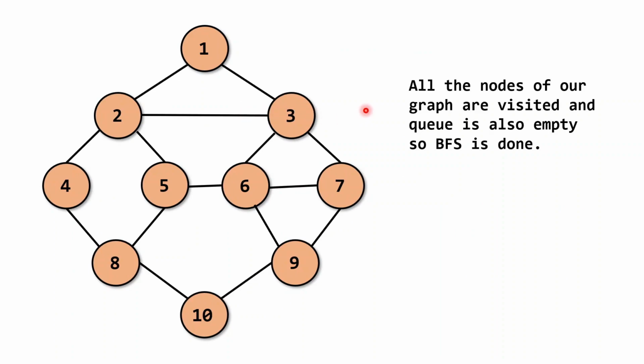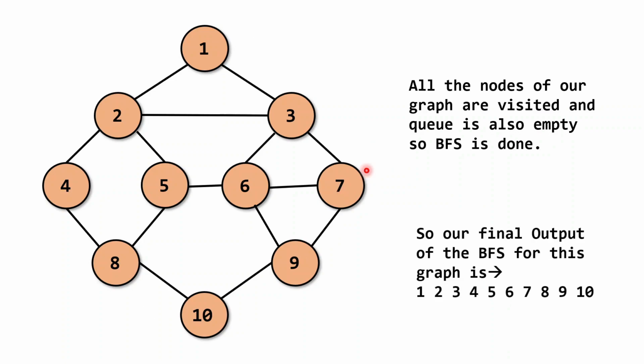Now we have traversed the whole graph as all the nodes or vertices in the graph are visited and the queue is also empty, so our BFS is done. And our final output of the BFS for this particular graph is 1, 2, 3, 4, 5, 6, 7, 8, 9 and 10. So let's do the code for this algorithm.